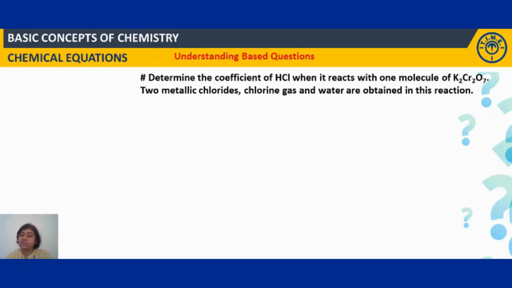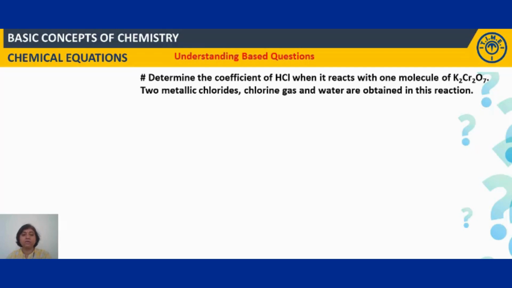What is K2Cr2O7? What is the name of this compound? This compound is constituted of potassium ion and Cr2O7 2-, that is the dichromate ion. So potassium ion and dichromate ion. So the name of the compound is potassium dichromate. So what are the products obtained? Two metallic chlorides, chlorine gas and water are obtained in this reaction.